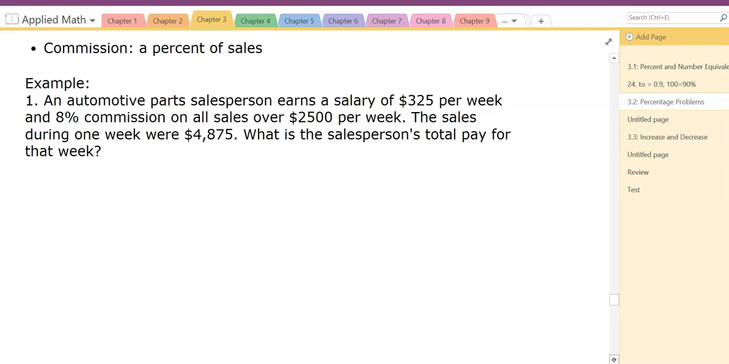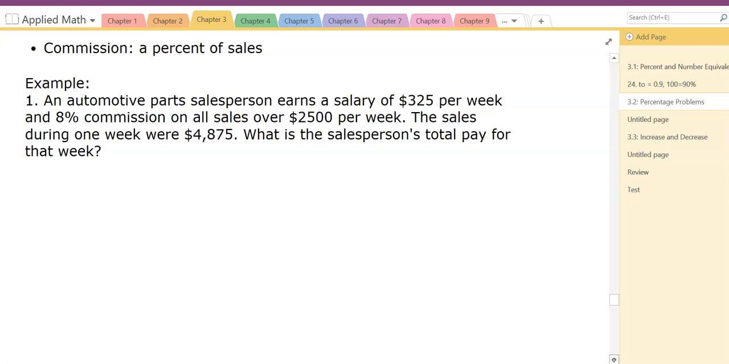So commission is a percent of your sales. Depending on the situation or the company, your commission could be different. Some people can make 20, 25% on every sale, or even more, or even less than that. So for this example, we've got an automotive parts salesperson who earns a salary of $325 per week and 8% commission on all sales that are over $2,500 per week. If sales for a week were $4,875, what is the salesperson's total pay for that week?